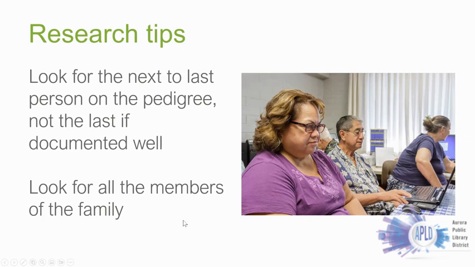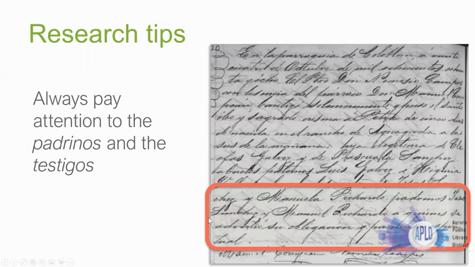So look for all the members of the family and put them together. Always pay attention to the padrinos, which are the godparents, and the testigos, which are the witnesses, because there could be some clues there. It doesn't always give the relationship, but sometimes, well, here you can tell that the mother's last name is Sanchez, and one of the padrinos is a Sanchez. So it's possible that that is a relative. So keep that in mind as you're going through these records.